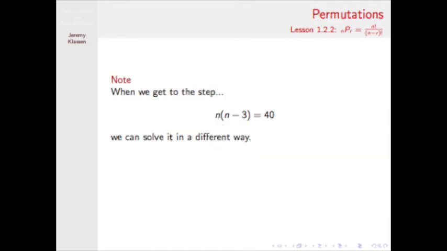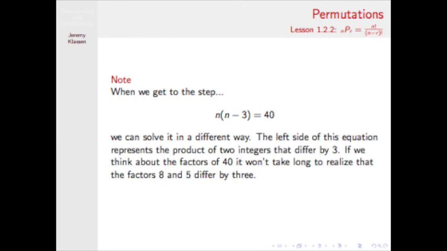Now, before we finish this lesson, I want to point out that this equation could have been solved in a slightly different way once we got to the point n times n minus 3 equals 40. Notice that what this is saying is that the product of two numbers that differ by 3 is equal to 40. Now, think about the factors of 40, and it shouldn't take you long to realize that the numbers are 8 and 5. Because 8 is the larger of those two, n must be 8.